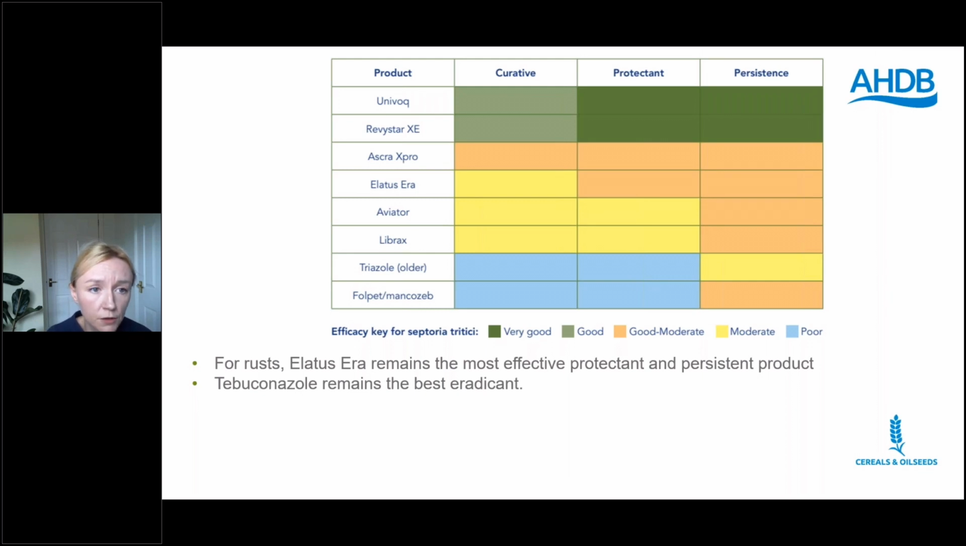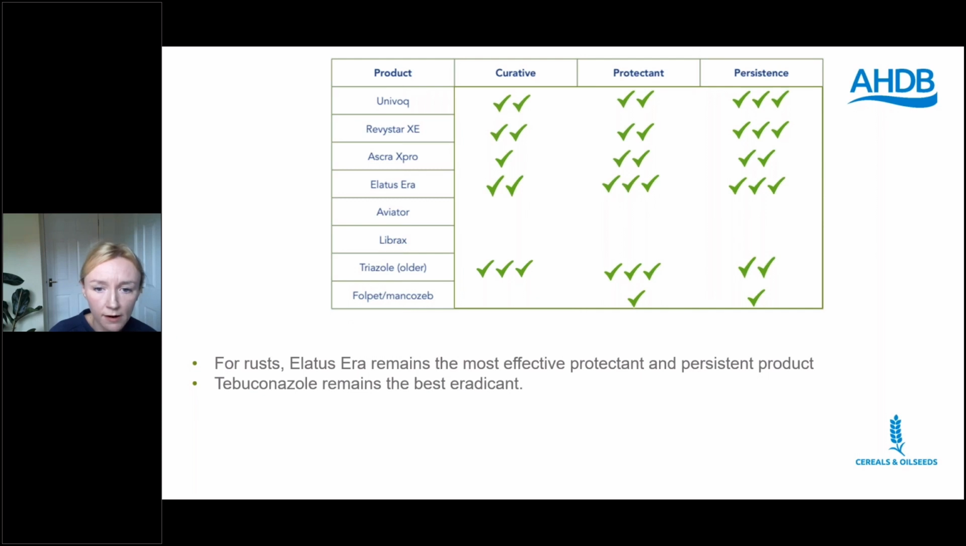So Univoc, Revistar, Ascra, Latticera, older SDHIs, and then the older triazoles and Folpet as well. And this looks at the curative, protectant, and persistence in the field. But if you turn this around and look at it from a yellow rust point of view, this is probably where we are in terms of how the products fit for yellow rust management.